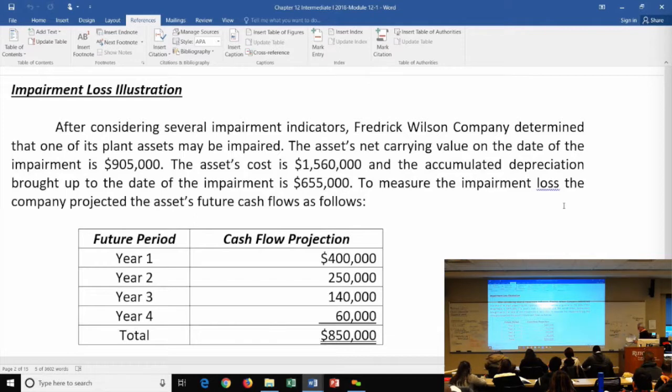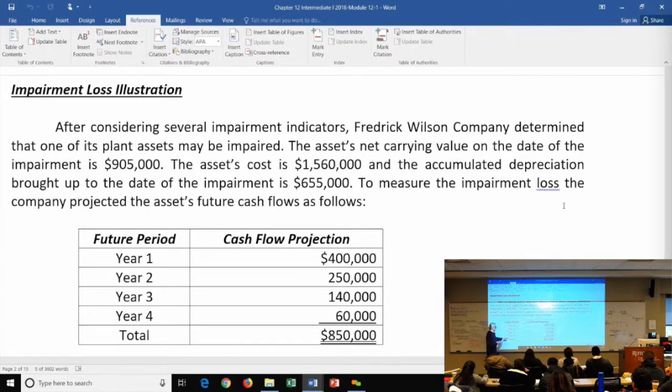The cost of the asset, the plant assets, let's put it here so you can see that. PP&E cost is $1,560,000, and the accumulated depreciation is brought up to the date, 655. Now, this is important, being brought up to the date of the impairment, because if the impairment test is done quarterly and you don't depreciate on a quarterly basis, you're going to have to adjust it up to that point. You won't have to worry about that on exams; most questions that you see in the book assume that the asset has already been depreciated for the year, through December 31st.